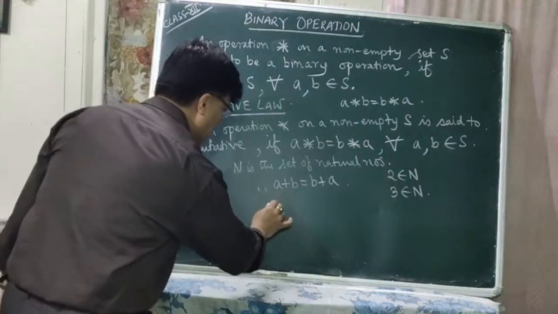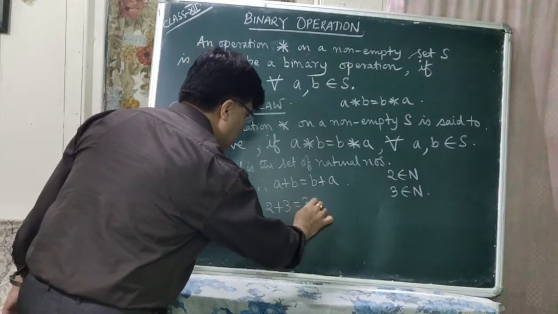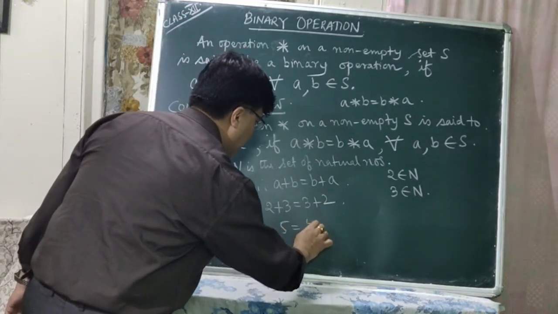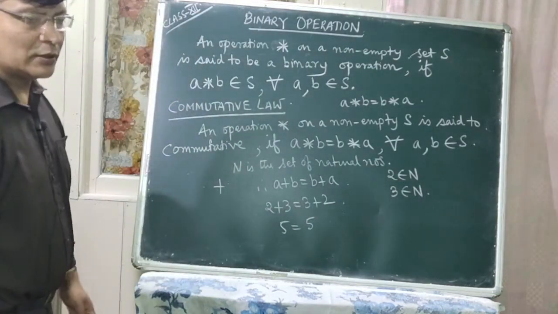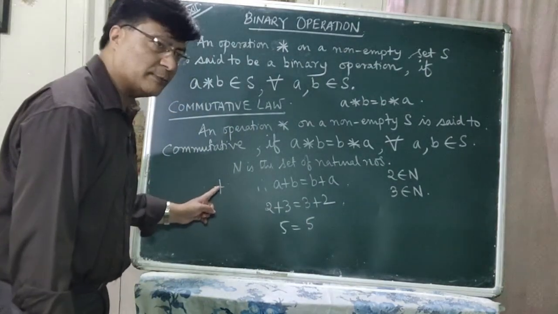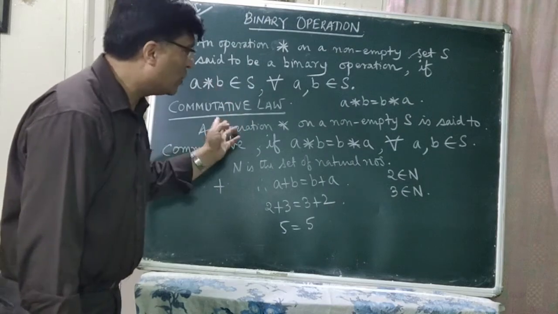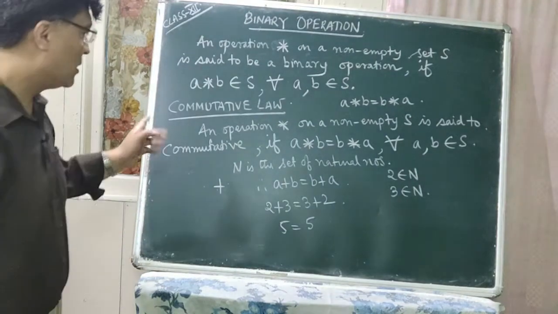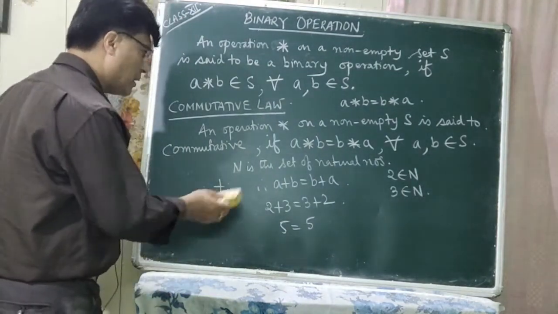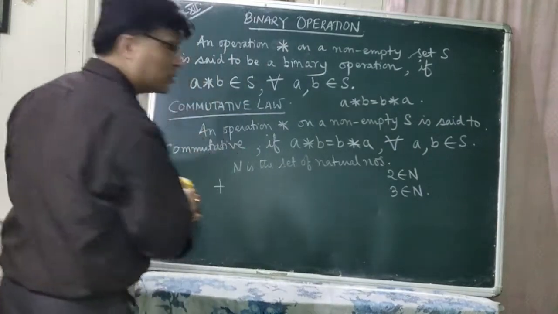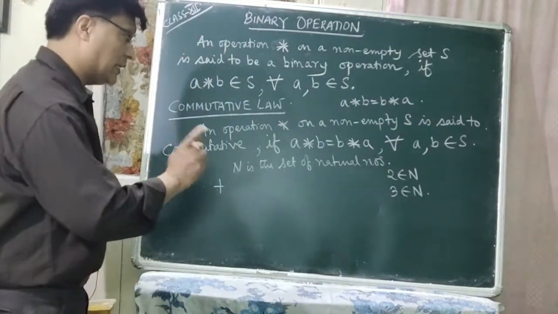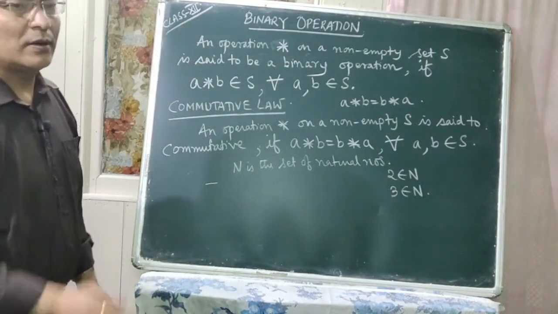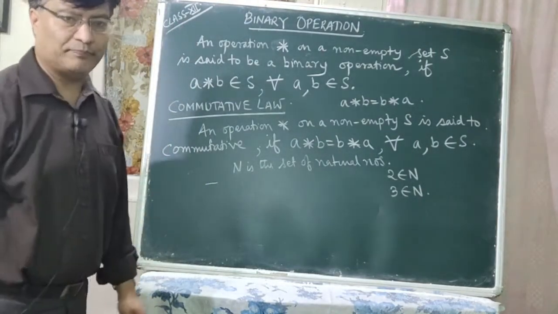Okay? So can you write 2 plus 3 is equal to 3 plus 2? Yes, this is 5 is equal to 5. So this plus is a binary operation which satisfies commutative property. Is that clear? So next, what about this subtraction? So what can you say about this subtraction?